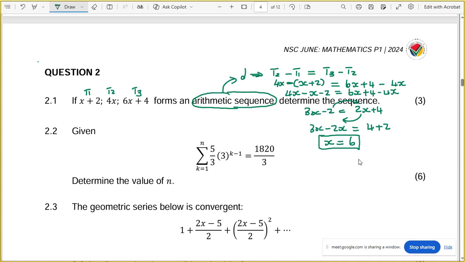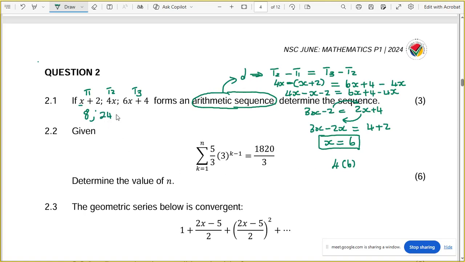Yes, sir. So remember, this is not where you need to stop, because the question wants you to solve for the sequence. We need to determine the sequence. If x is 6, what is T1? T1 will be x, which is 6, you add 2. That will give us T1 to be 8. And then this is 4x, so it's 4 times 6, that's 24. So the next term is 24.